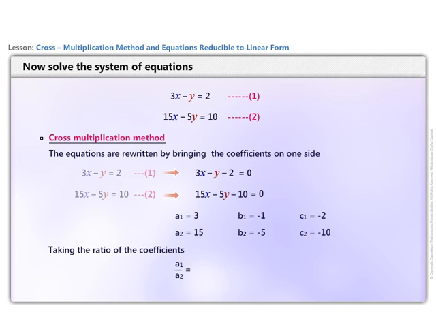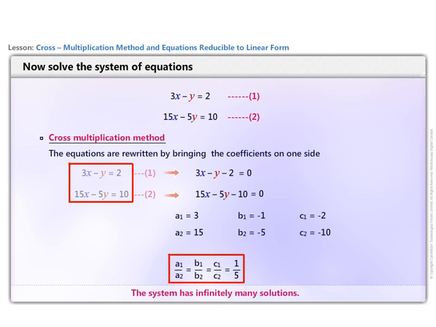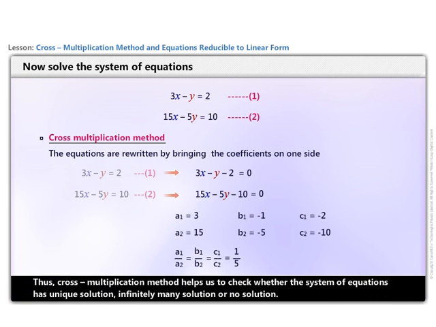Now, taking the ratio of the coefficients, we get a1 by a2 is equal to b1 by b2, that is equal to c1 by c2, that is equal to 1 by 5. So, the system has infinitely many solutions. Thus, cross multiplication method helps us to check whether the system of equations has unique solution, infinitely many solutions, or no solution.